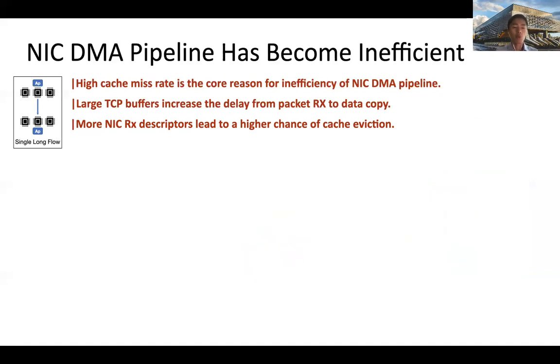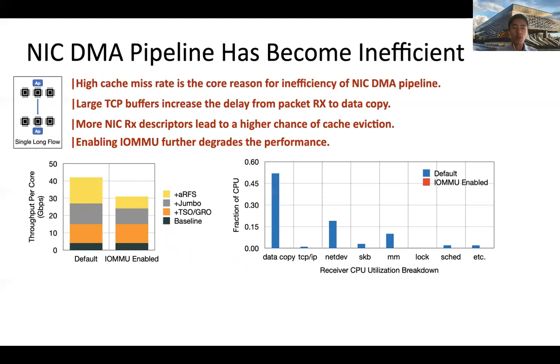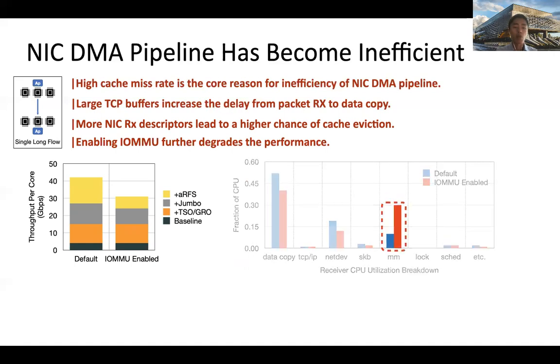We also found that when enabling the IOMMU, the throughput per core further drops by 26%. Looking at the receiver side CPU breakdown, we find that memory allocation and deallocation becomes more prominent in CPU consumption. Now, it consumes 30% of total CPU cycles.